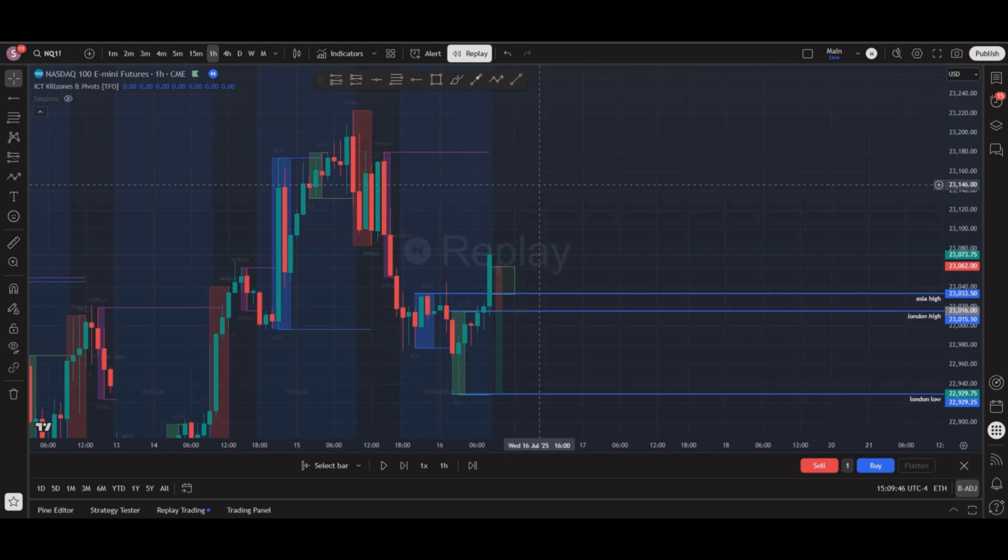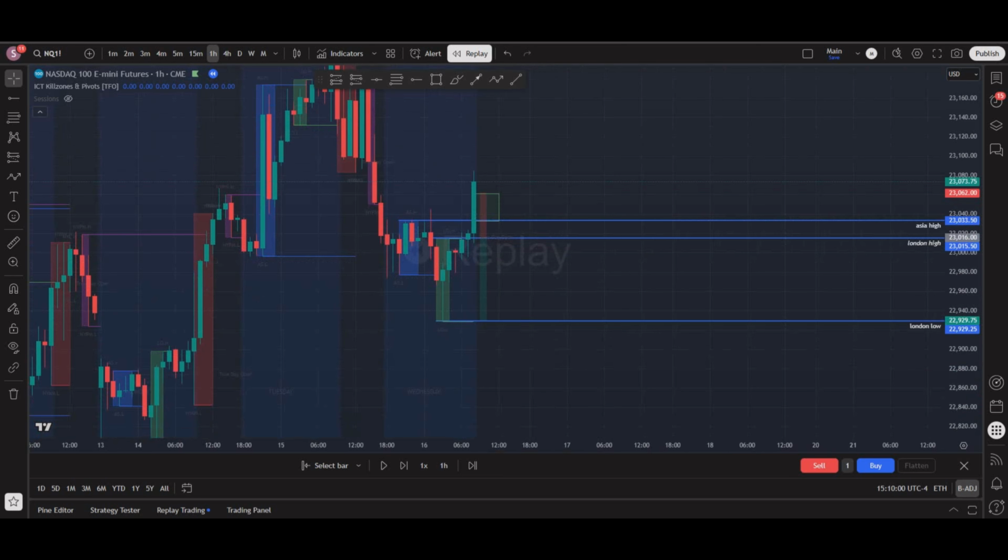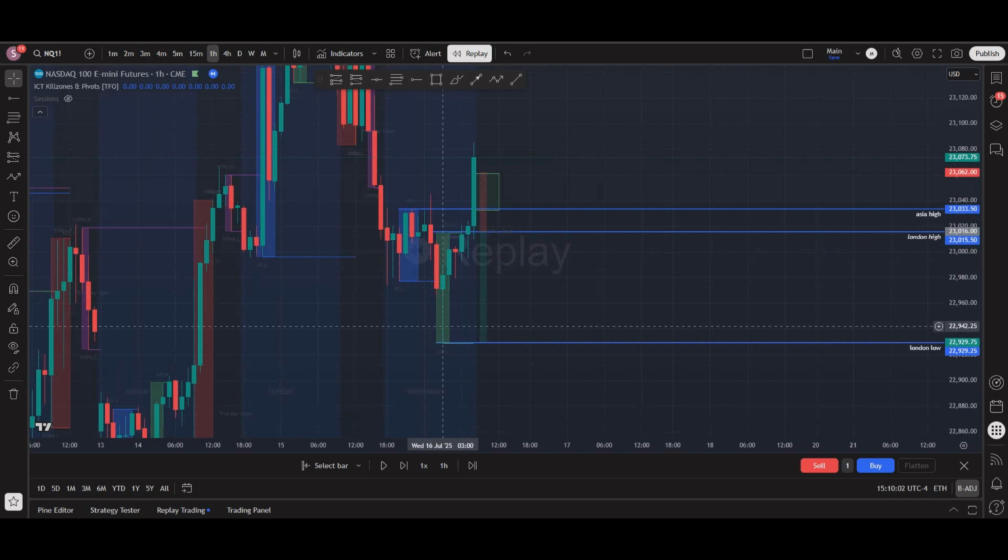But putting together our clues, we see that price has swept Asia high, it swept London high, and it's within a higher time frame fair value gap. So I'm leaning obviously towards bearish price action from here, right? And what's the next major draw on liquidity? It's going to be London low. Obviously, yes, we do have an hourly low in here as well, which can be used as a break-even point or a take profit 1. But final take profit for this trade would be London low.